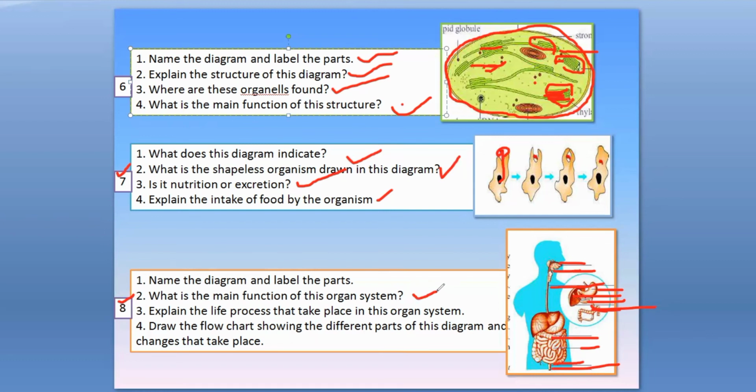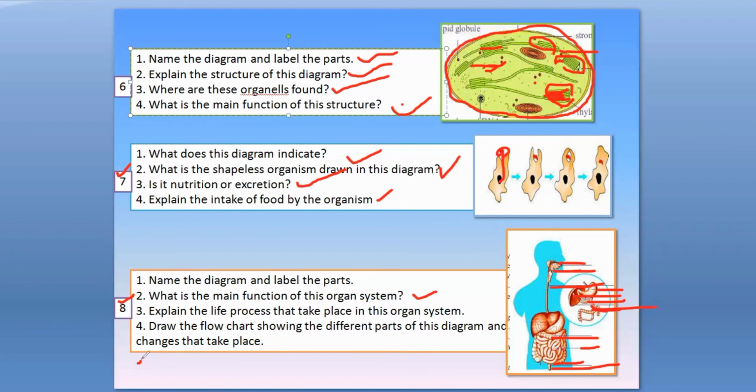Food materials are broken down from macromolecules into micromolecules by the human digestive system. Particularly, this organ is called the food pipe, gut, or alimentary canal. Explain the life process that takes place in this organ. The main life process is digestion. Draw the flow chart showing the different parts of this diagram and the changes that take place.